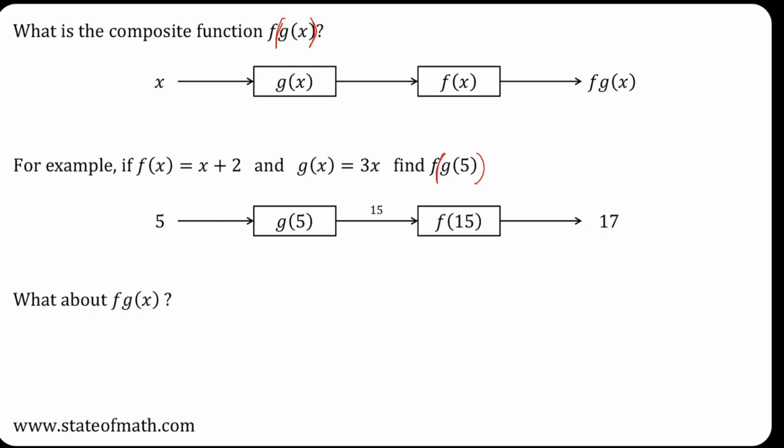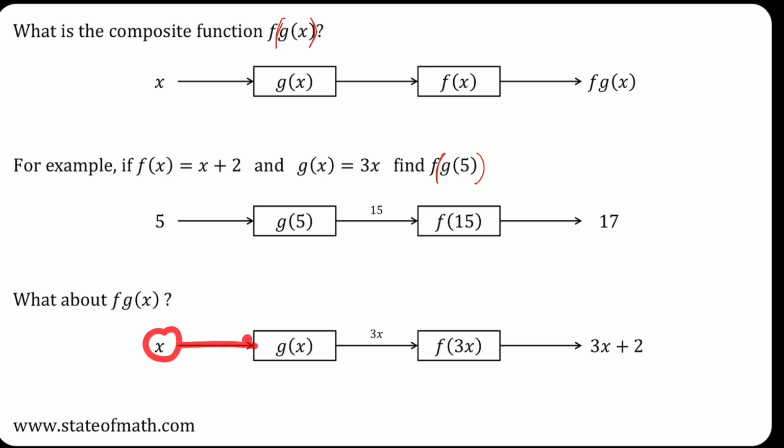Now, what about f g of x? Well, let's repeat the same procedure, but instead of numbers, let's put an x. X is the input into function g, and g multiplies the input by 3 and gives it out as an output. So 3x is the output, and now 3x is the new input into function f. F takes an input plus 2, so the answer is 3x plus 2.